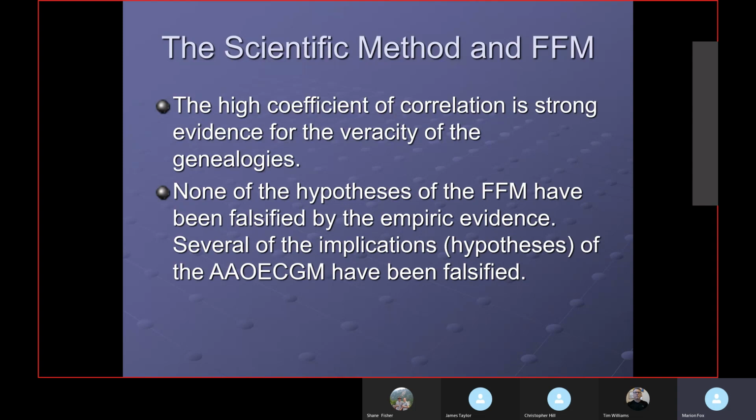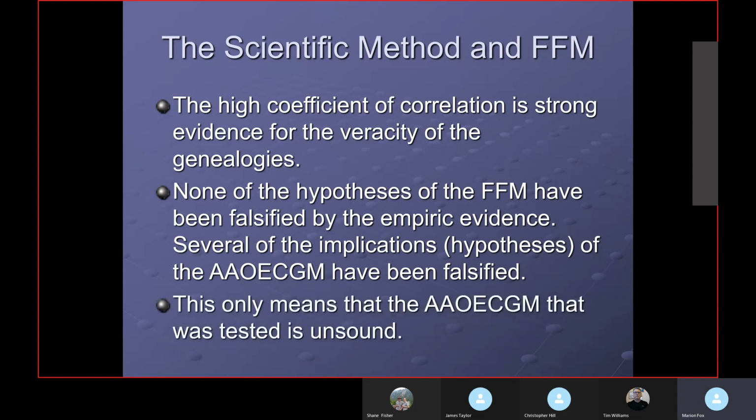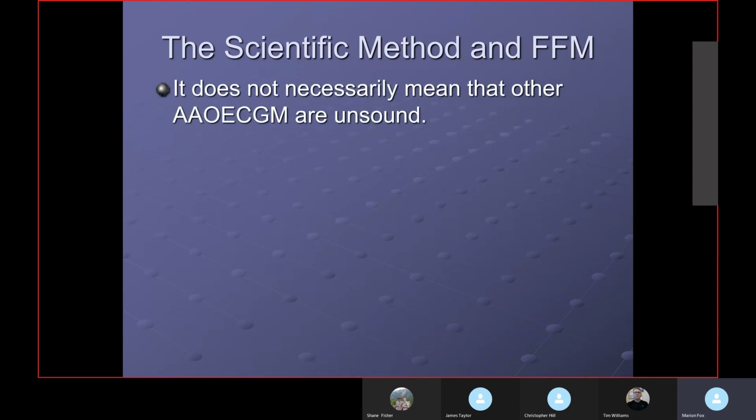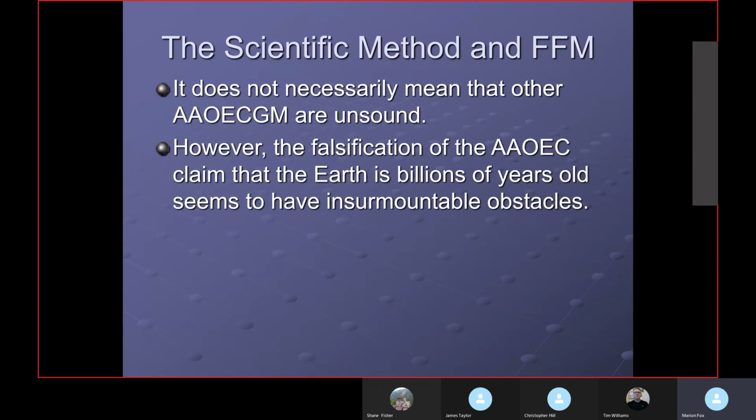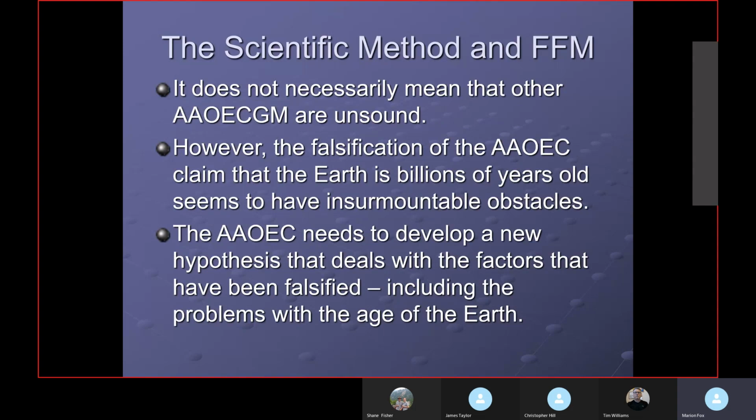That's pretty good. None of the hypotheses of the flood model have been falsified by the empiric evidence. Several of the implication hypotheses of the agnostic, atheist, old Earth creationist geological model have been falsified. This only means, now keep this in mind, that the atheist, agnostic, old Earth creationist geological model that was tested is unsound. They might come up with another model, and they need to, or their system is not as rational as my flood model. It doesn't necessarily mean that other models are unsound. It just means the one we tested is unsound. However, the falsification of the claim that the earth is billions of years old seems to present insurmountable obstacles for them. They have serious problems with that. They need to develop a new hypothesis that deals with the factors that have been falsified, including the problems with the age of the earth.